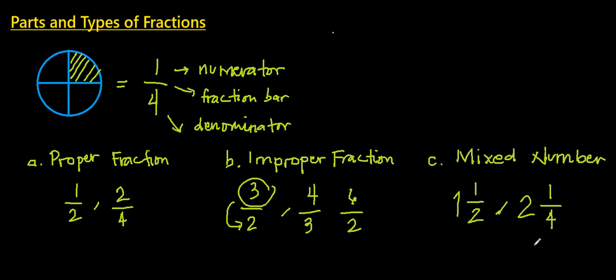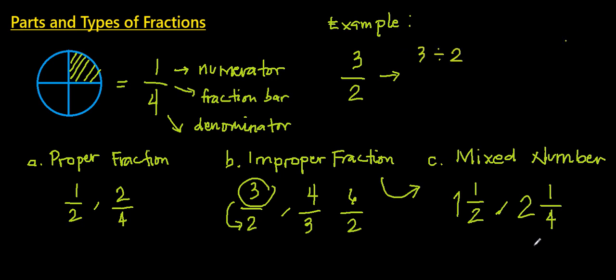Now, let's try converting an improper fraction to a mixed number. For example, 3 over 2 is an improper fraction. To simplify, we have to convert it to a mixed number. So how are we going to do that? This is also equivalent to 3 divided by 2, right? So let's try dividing 3 by 2 using the long division method.